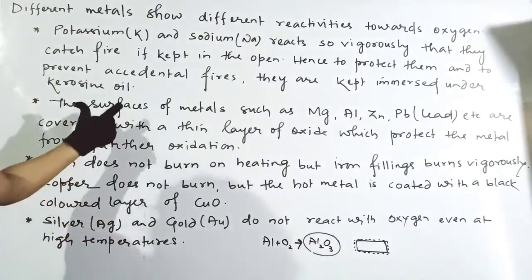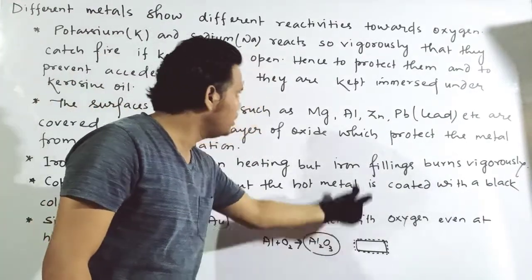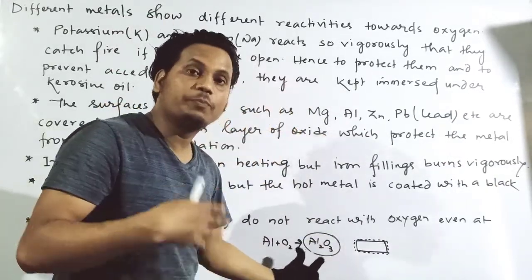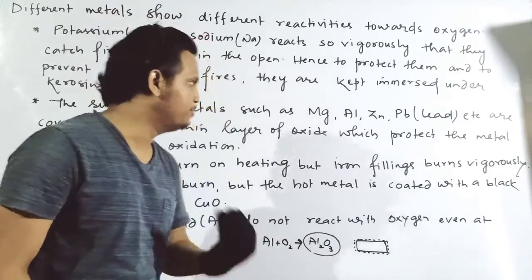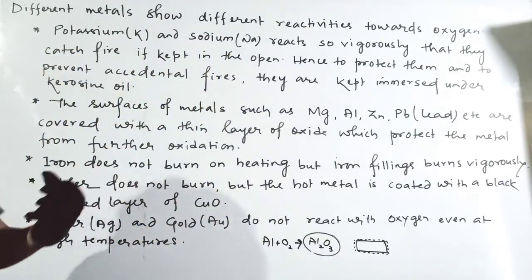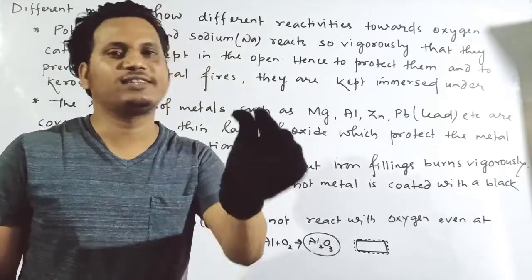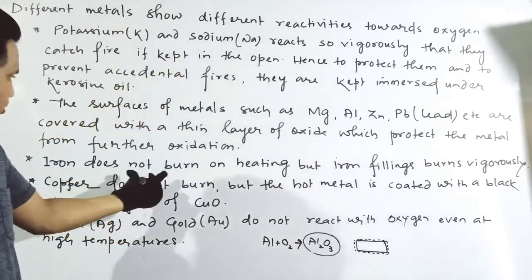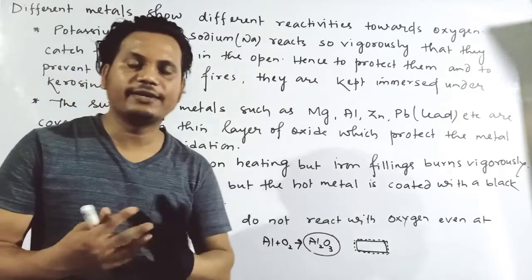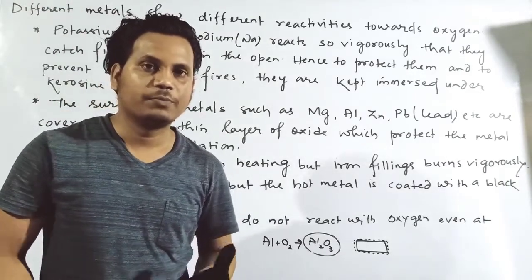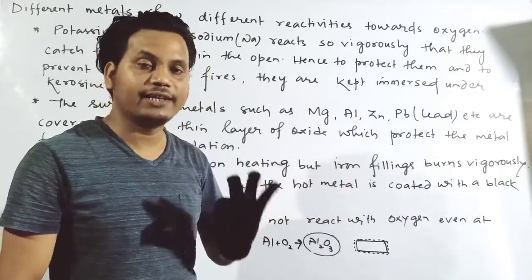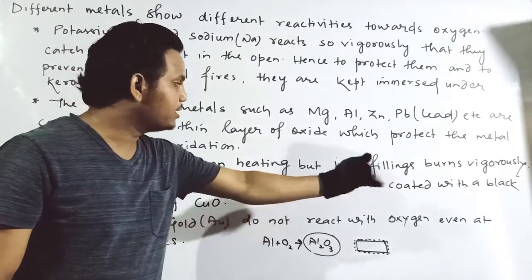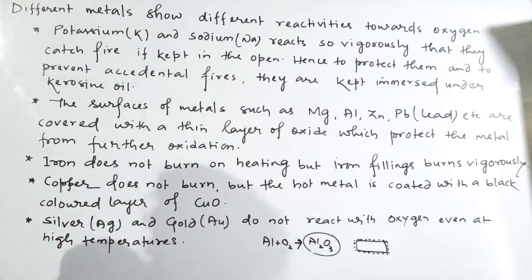So we can say that the surface of metals such as aluminium, zinc, lead, are covered with their oxide, which prevents their further reaction. Iron does not react, but iron filings react. If you heat the iron, iron does not burn, but iron filings do. Iron filings will burn.